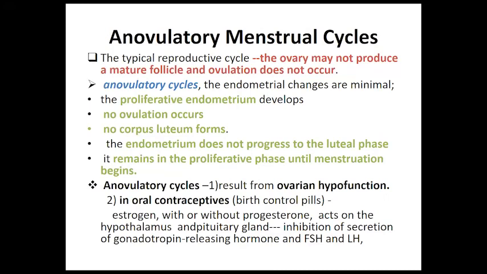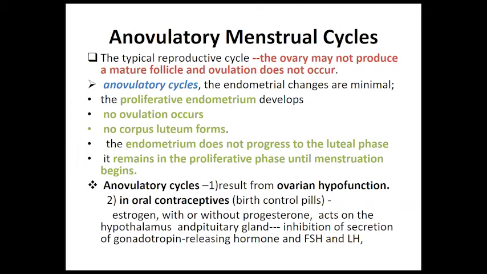Then there are anovulatory menstrual cycles, where the ovary may not produce a mature follicle and ovulation does not occur. These are called anovulatory cycles. The endometrial changes are minimal. The proliferative endometrium develops, no ovulation occurs, and no corpus luteum forms. The endometrium does not progress to the luteal phase. It remains in the proliferative phase until menstruation occurs. There is no ovulation, no corpus luteum forms, and so there is no progesterone.